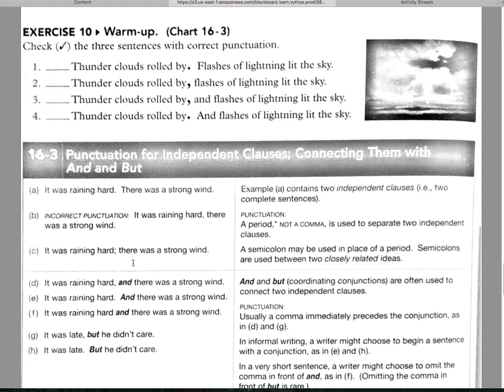All right, let's look at number 1. You say yes or no. Thunder clouds rolled by, period. Flashes of lightning lit the sky. Is that correct? Yes.